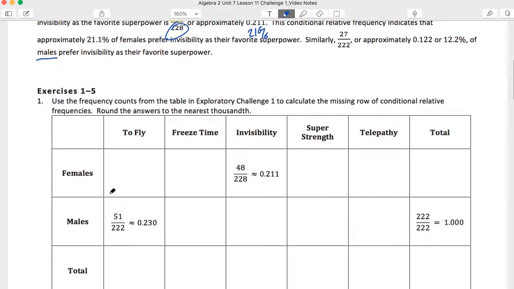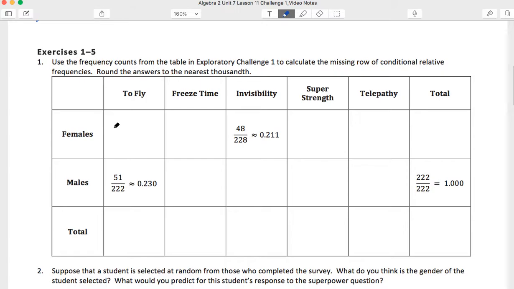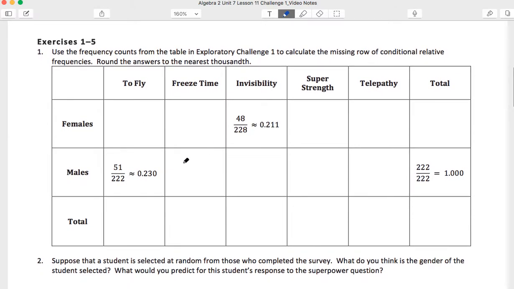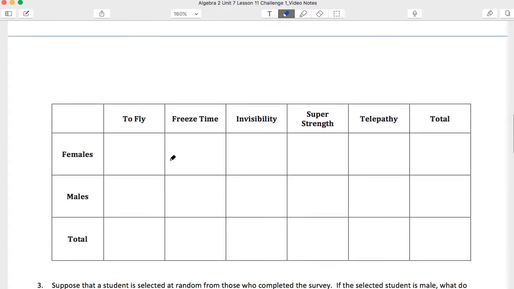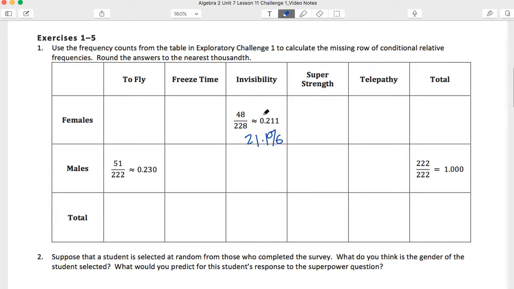It says exercises 1 through 5, that's what we're going to cover in this video. Use the frequency counts from the table to calculate the missing row of conditional relative frequencies. Round answers to the nearest thousandth. So if we did 48 over 228, we're going to get 0.211, or 21.1%. I am going to put the numbers both in decimal and in percents. Actually, I'll just do the decimals, and in your box, because you're probably only going to create one of these boxes, you can write the percents.